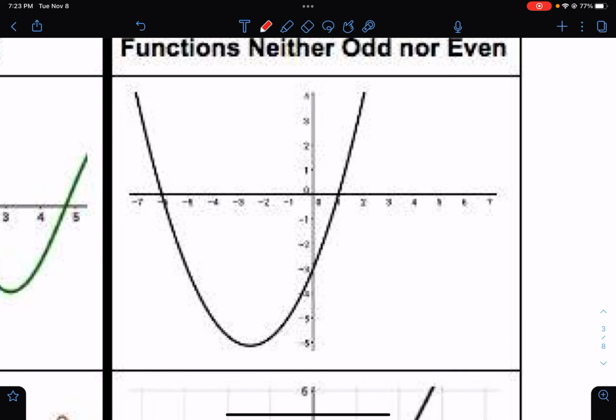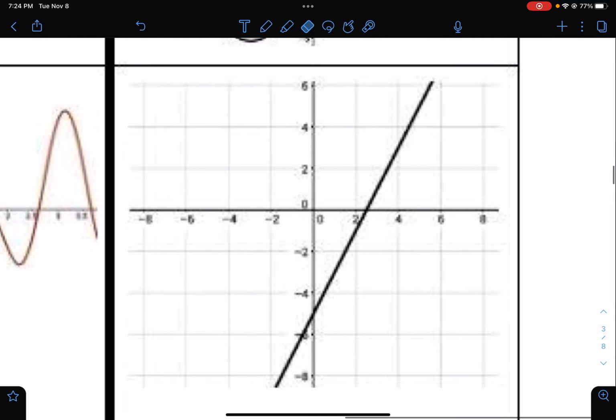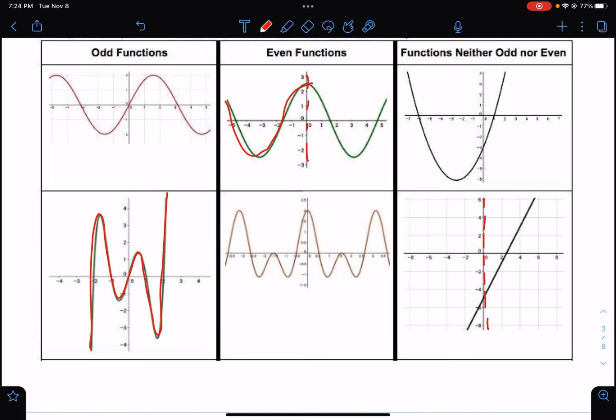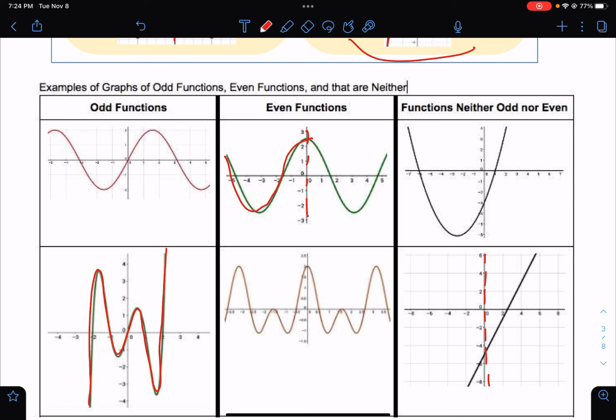Now here, these show functions that are neither even nor odd. If we look here, it's definitely not even, because there's no symmetry about the y-axis, and it's not odd, and you can see just by looking at it, if I were to rotate this 180 degrees about the origin, we're not getting the same function. It's going to be upside down. Same thing here, we don't have that symmetry across the y-axis, and if we were to rotate this, we don't have that symmetry about the origin. So when you have the graphs in front of you, you're able to tell if they're even or odd.